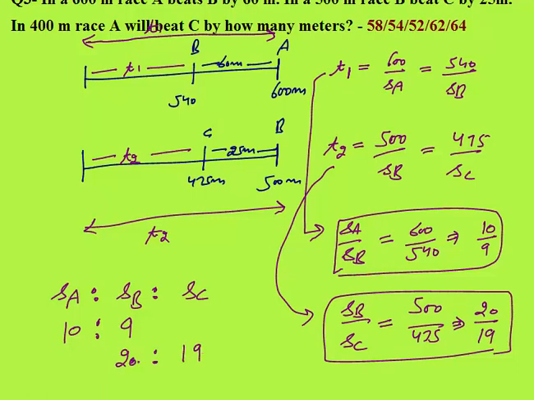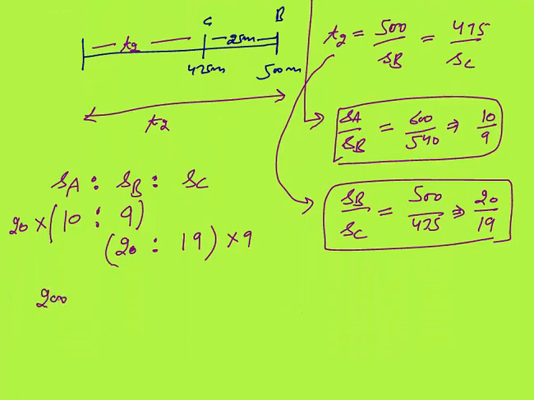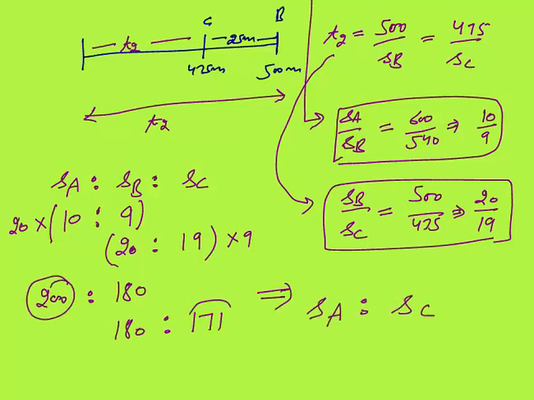Now SB is a common number, so we will make it equal, 9 and 20. I will multiply this ratio by 20, and this ratio by 9. So my B will be the same number, as we have learned in the ratio. So this becomes 200, 20 into 9, 180. This becomes 171. From here I can get the ratio of speed of A to speed of C. A speed is 200, C is 171. The ratio is 200 to 171. This is the ratio of their speed.